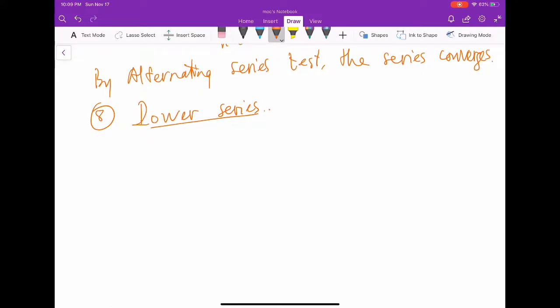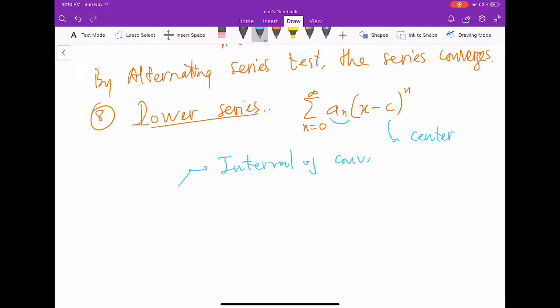So here's the general formula of power series. That is, the sum of a_n times (x minus c) to the n, from 0 to infinity. And let's remind you about c. c is called the center, okay? And of course, a_n is the coefficient. When we consider power series, we have to find the interval of convergence.